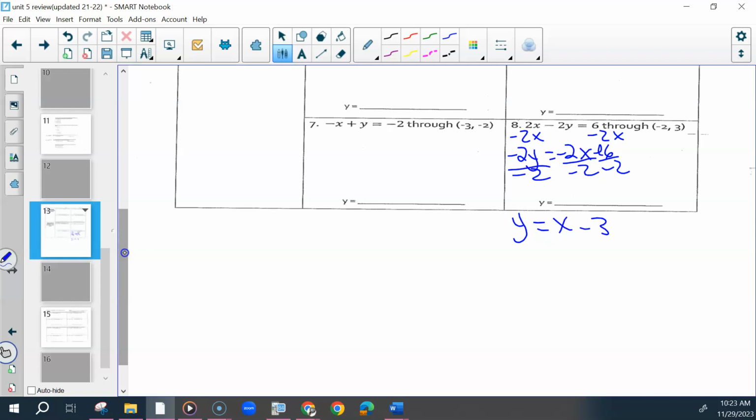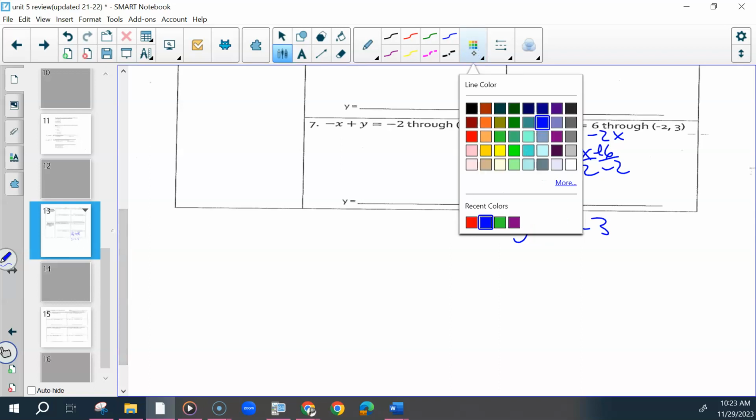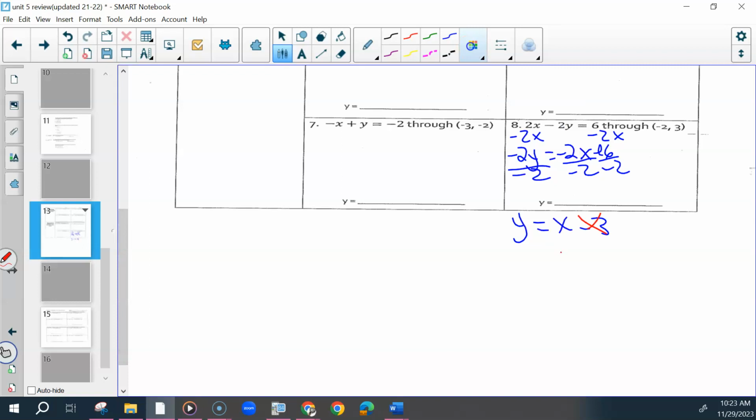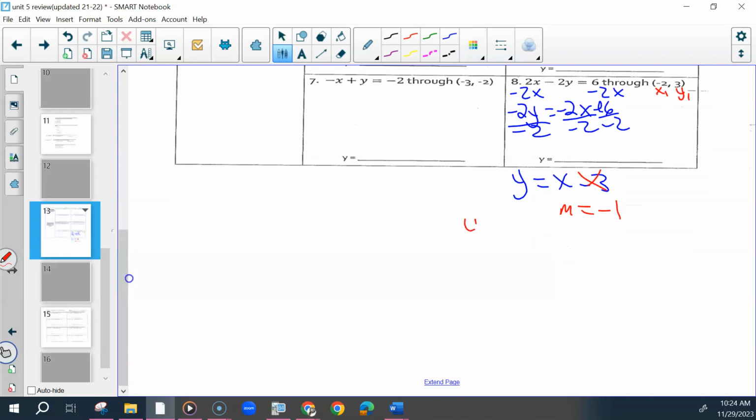If we are trying to find an equation that is perpendicular to this, we can cross out this y-intercept, we don't need it. What would our new slope be if it's perpendicular to this one? -1. Okay, the 1, flip it, make it negative. And then we have our x1, y1, and we're going to use our point slope. So y minus 3 equals -1 times x plus 2, or minus 2, and then change it.